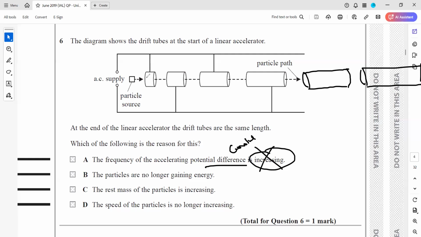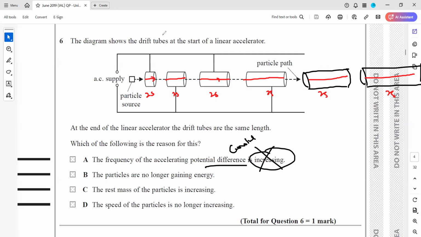Because when the particles are accelerated, for every tube it will take the same time. Let's say it took 2 seconds to move through the first tube. It will also take 2 seconds to move through the next, and the next, and the next, and the same 2 seconds through the rest. So in all the tubes, the particle will take the same time to move.